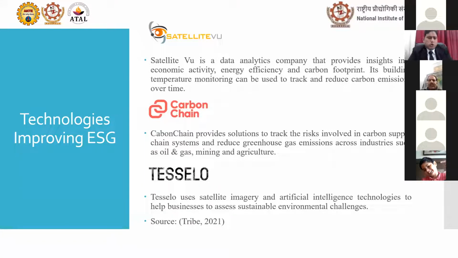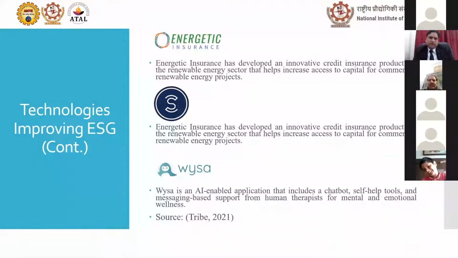The third company is Tesla. Tesla uses satellite imagery and artificial intelligence technologies to help businesses assess sustainable environmental challenges. Then fourth is Energetic Insurance. They have developed an innovative credit insurance product for renewable energy, and they help increase access to capital for commercial renewable energy projects, right? Renewable energy products, not non-renewable, right? Another is Visa.